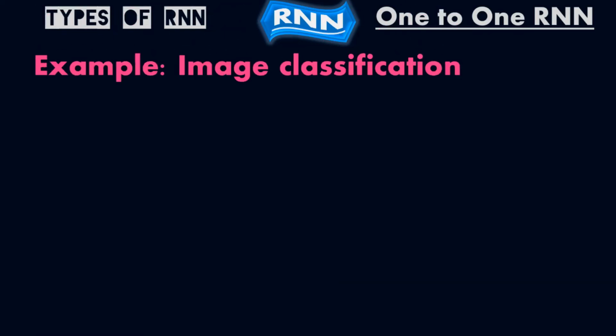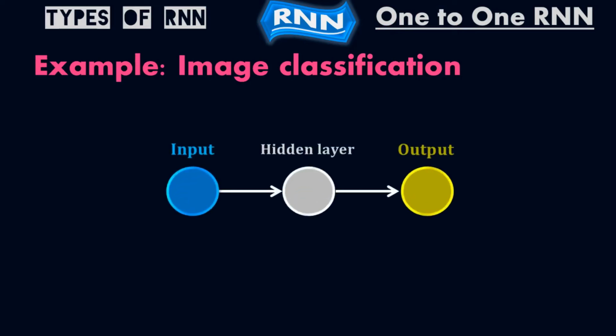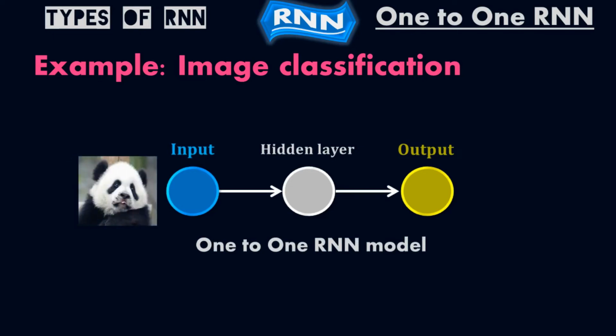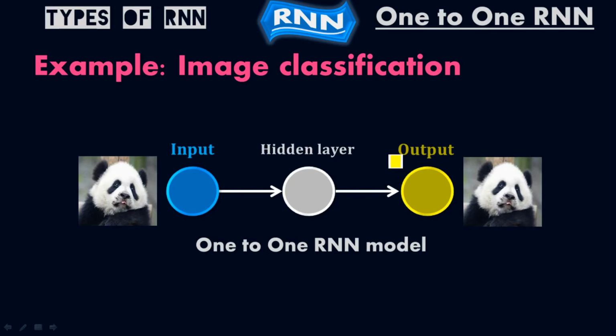Let me give an example here where image classification is a perfect example of one-to-one RNN. This is my one-to-one RNN model. If I pass an image as an input, it shows the same image here in the output. Look, this is a one-to-one RNN model with one input and one output and also with a single hidden layer. You can also draw it perpendicular, like input here and then hidden layer and then the output. Or you can do it parallel, input here, hidden layer and then the output layer.